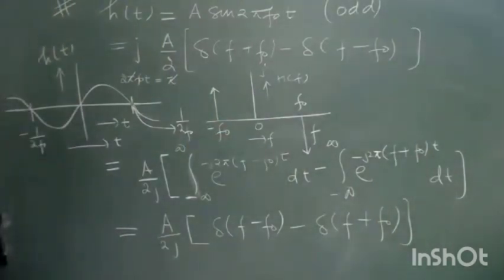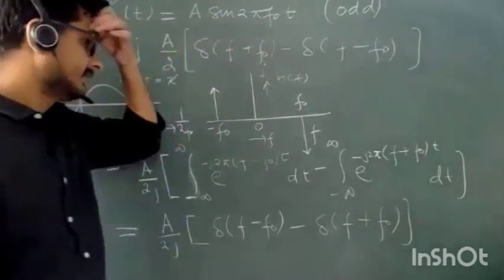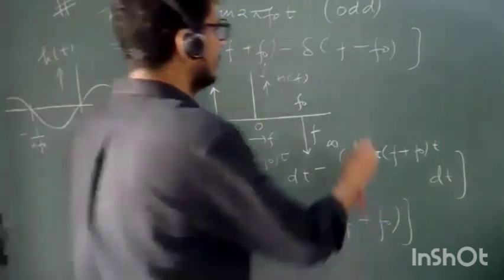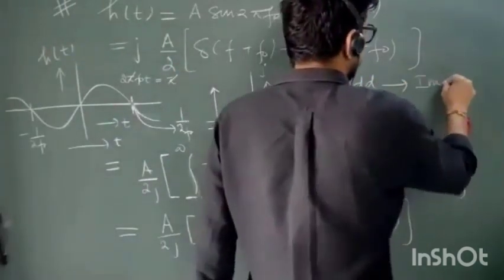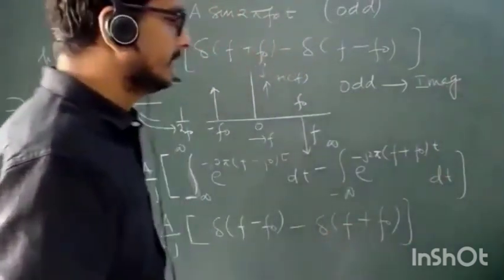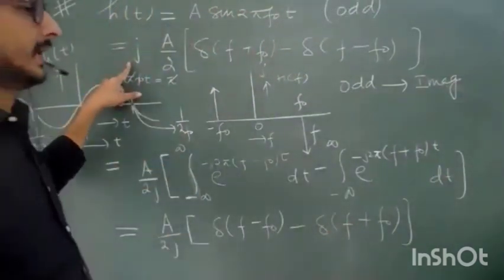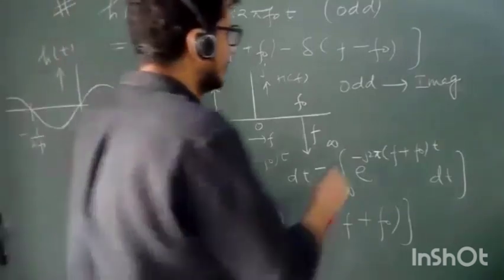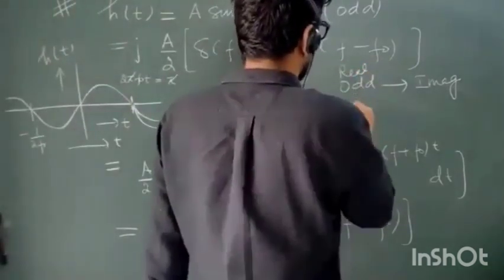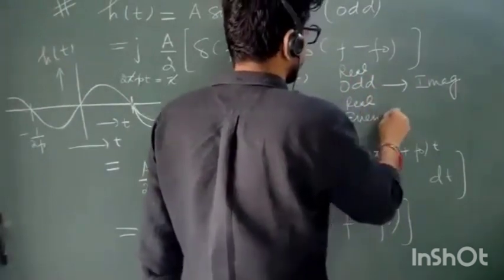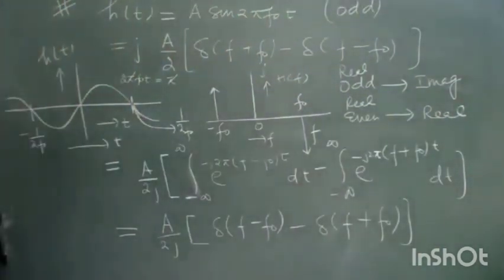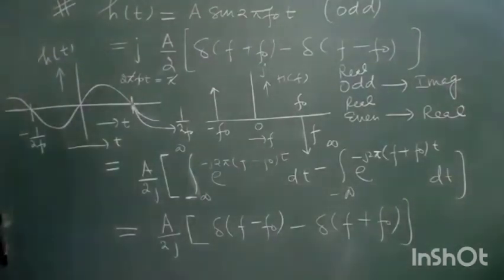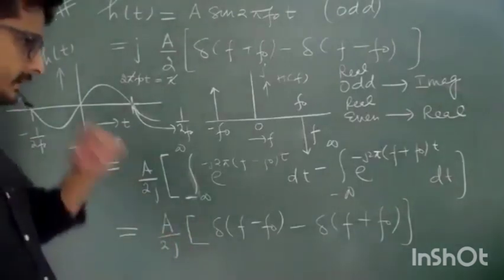Yes or no? So if a function is odd, then its Fourier transformation is also odd. And one more thing, if the function is odd, then its Fourier transformation is imaginary. If the function is odd, you can see that you got the Fourier transformation as imaginary. And if the function is real and odd, meaning real and also odd. And if the function is real and even, then the Fourier transformation will also be real. Correct? Any doubt in this?